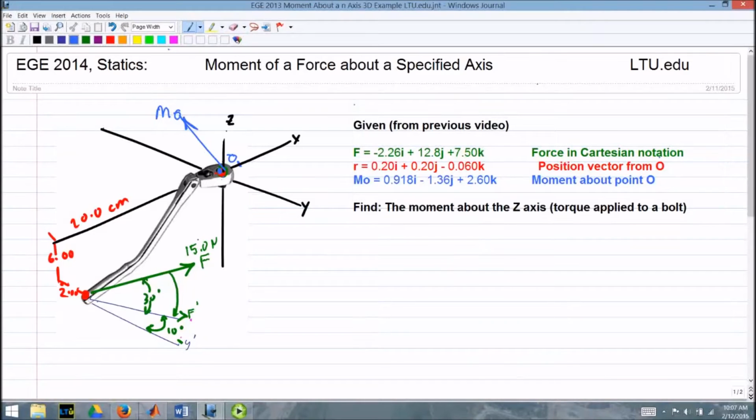Welcome back. Today we're going to look at calculating the moment about a specific axis, in this case, the z-axis. We want to know what kind of moment we're creating about that axis when I apply a force at the end of that wrench.